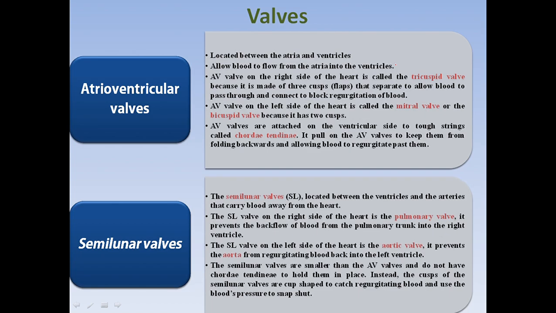Then there are the semilunar valves. Semilunar valves are located between the ventricles and the arteries which carry the blood away from the heart. One semilunar valve is present on the right side of the heart, known as the pulmonary valve, and it prevents the backflow of the blood into the right ventricle. The semilunar valve on the left side of the heart is the aortic valve. It prevents the aorta from regurgitating blood back into the ventricles.